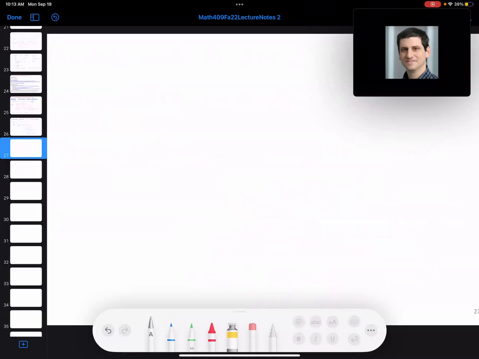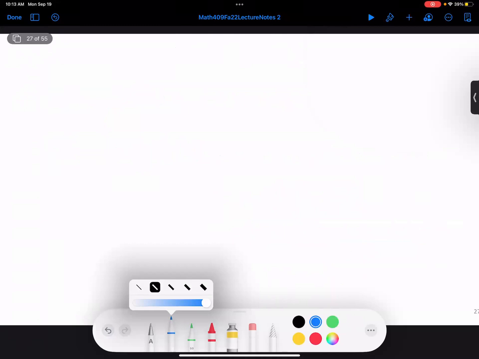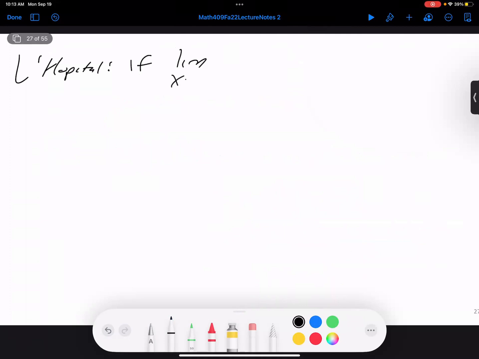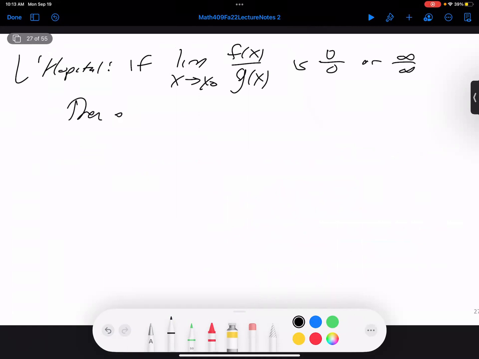So what is L'Hopital's rule? Since it's possibly been a while for some people: if the limit as x goes to x naught of f of x over g of x is 0 over 0 or infinity over infinity, then it equals the limit as x goes to x naught of f prime of x over g prime of x. And if that's 0 over 0, infinity over infinity again, what do you do? Same thing, L'Hopital, keep L'Hopitaling until you no longer have 0 over 0 or infinity over infinity. This is an extremely powerful method to prove things.